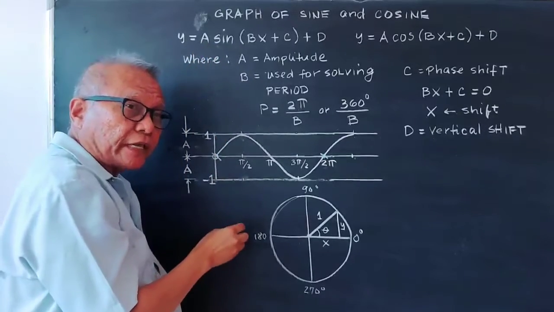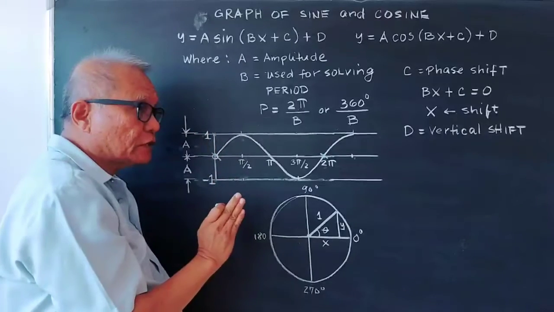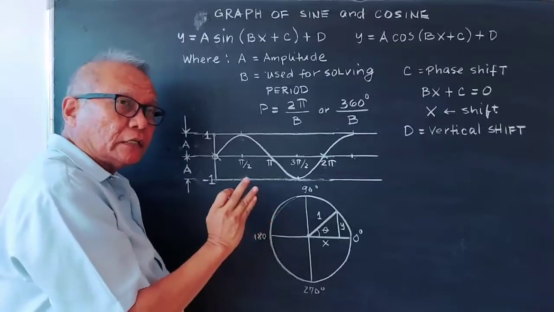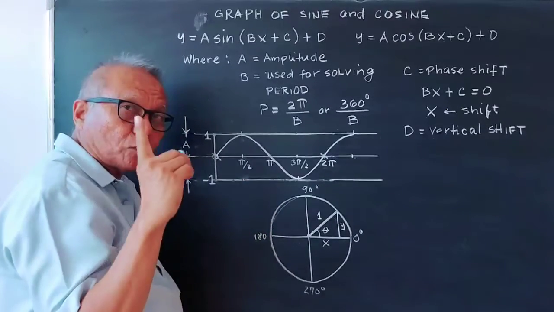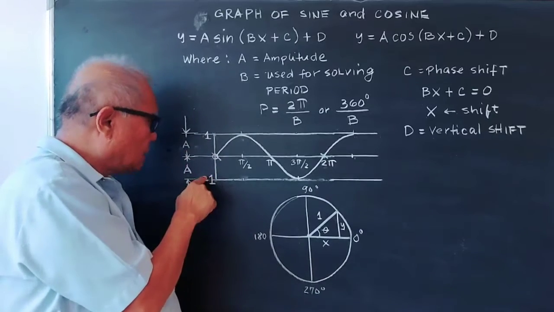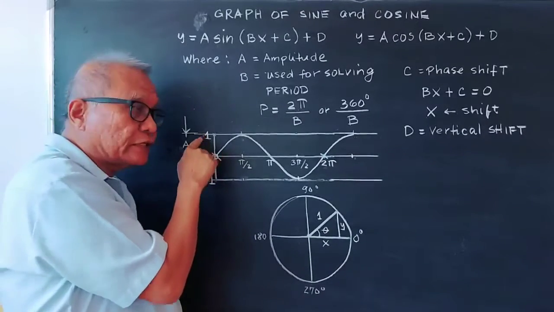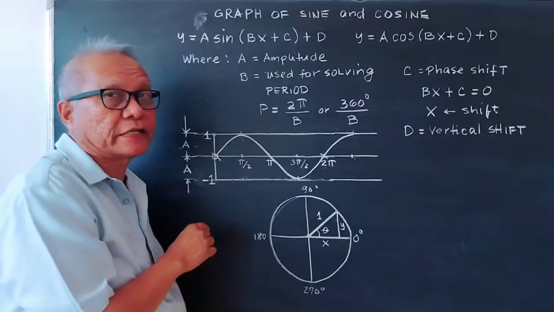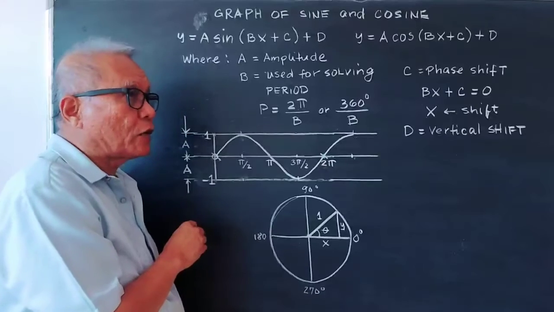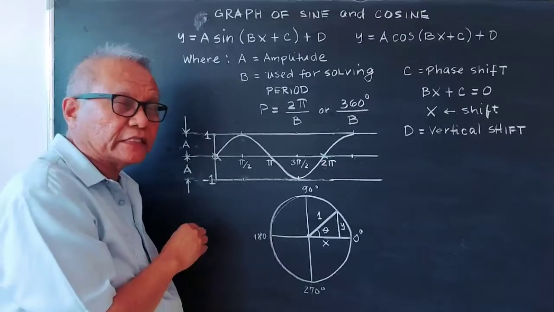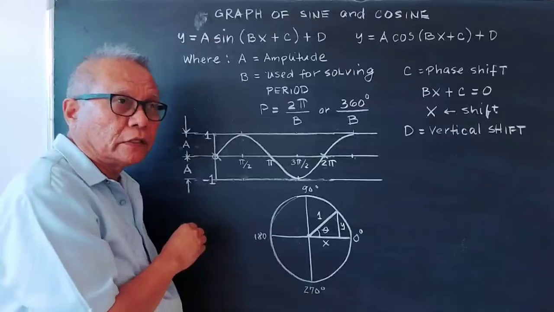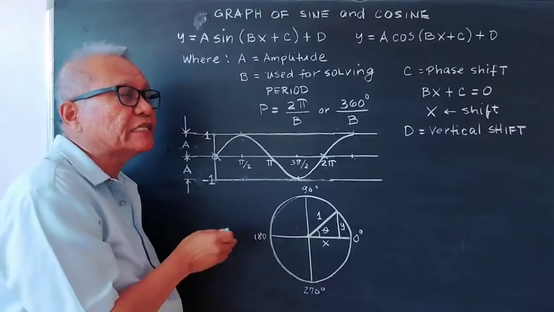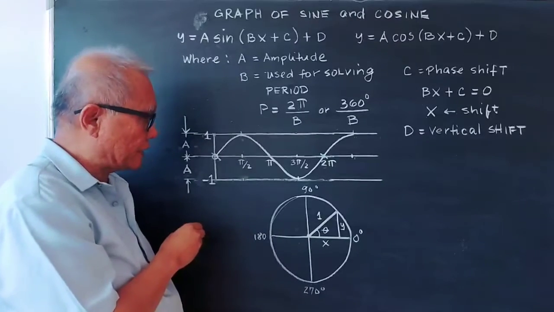If you don't see any numerical coefficient, like y is equal to sine or y is equal to cosine, our amplitude is 1. And this -1 to +1 is the range of values for our sine and cosine. So for sine, our maximum point is 1. It can't be greater than 1. And the lowest point for sine and cosine is -1. It can't be less than -1.